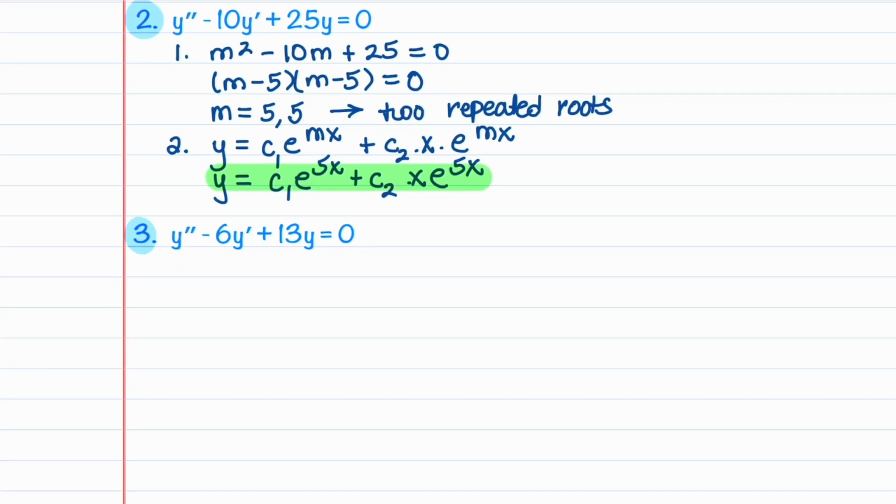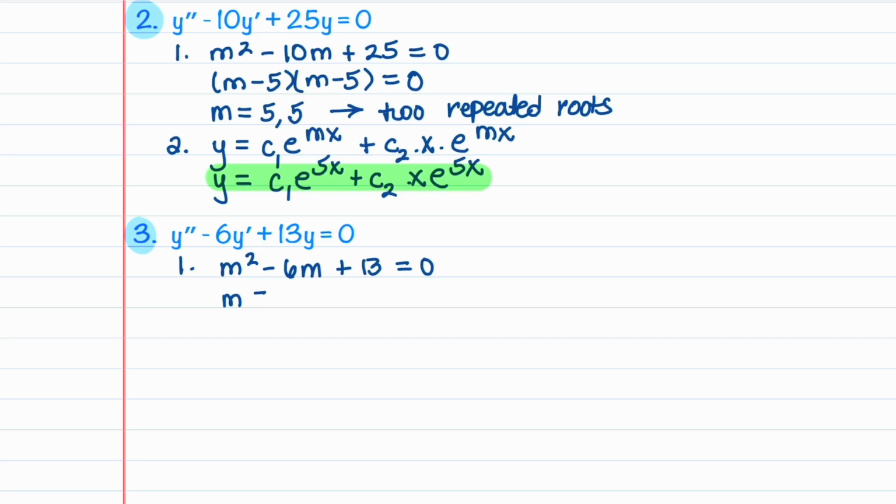Let's now look at our third example. We have y double prime minus 6y prime plus 13y is equal to 0. Since we have 3 forms of a solution and we have 3 examples, you can probably guess that this one is going to give us complex roots. Let's see. Our characteristic equation is m squared minus 6m plus 13 is equal to 0. Let's now factor this. We definitely need to use the quadratic formula.